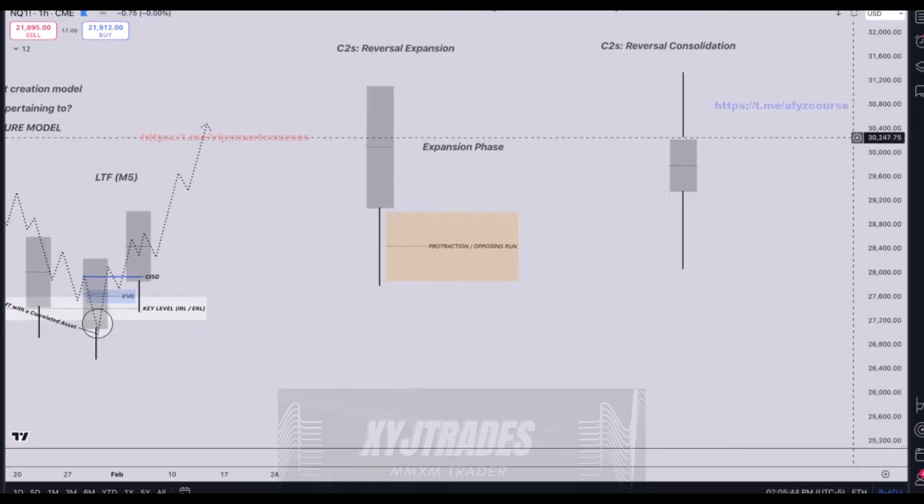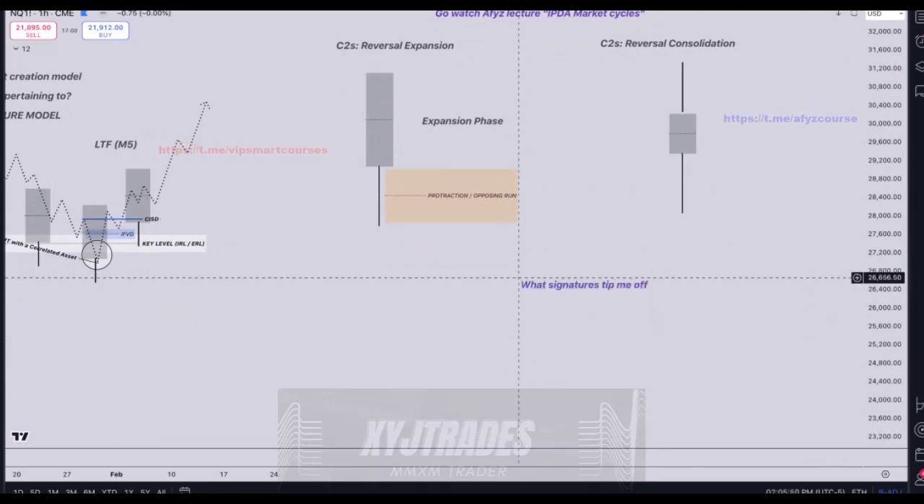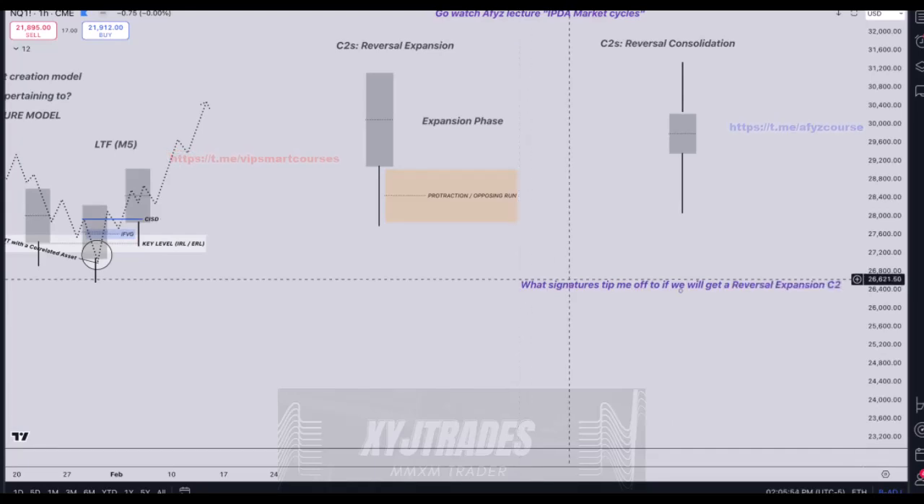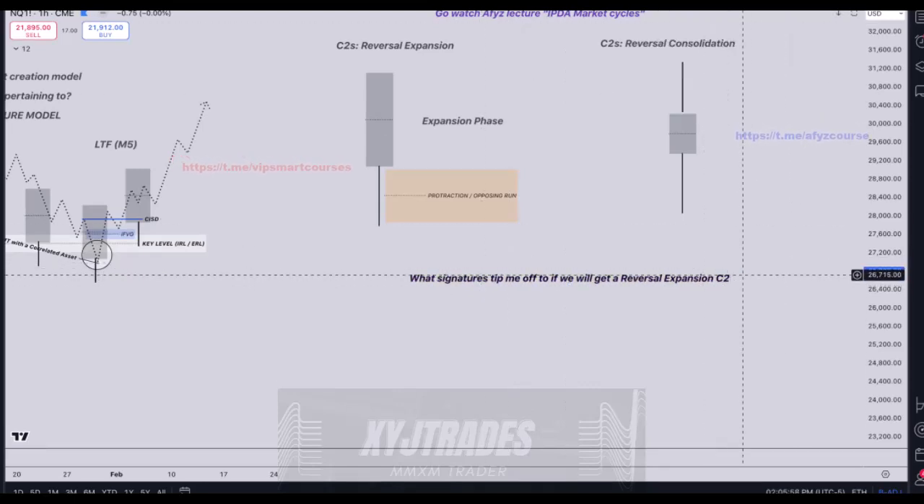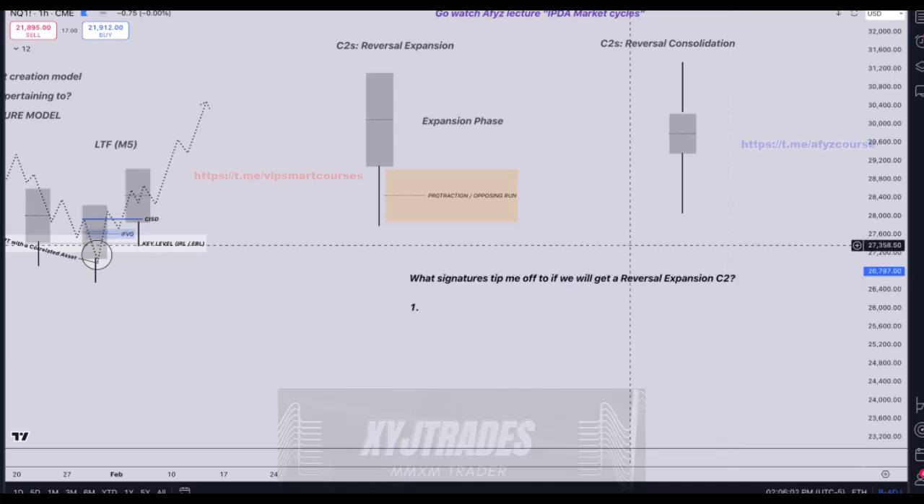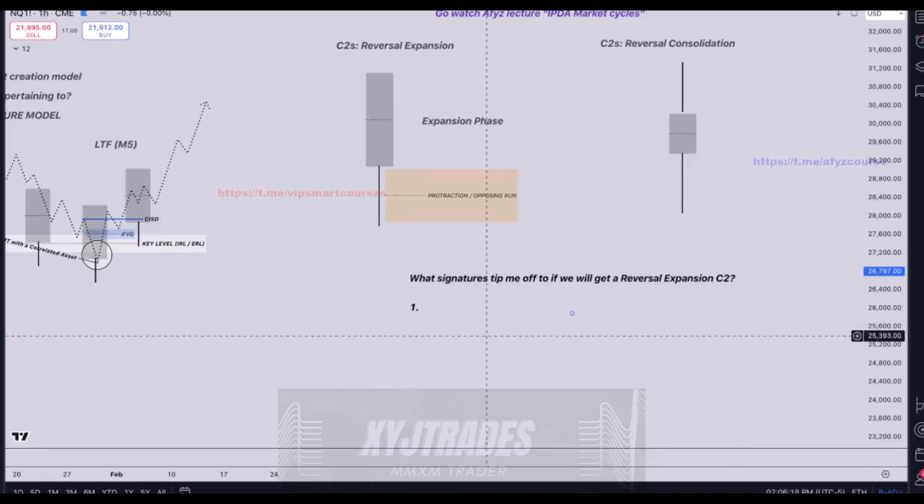So what signatures tip me off to if we will get a reversal expansion C2? How do I know we're going to get a reversal expansion? What are some confluences? You guys are experts. I want you guys to put this in the chat. What's one confluence? Displacement? Yeah, I like displacement. Time of day? Yes. Okay, I'm going to give you a couple of things that are more objectively measured.